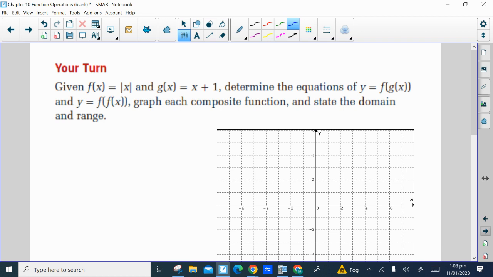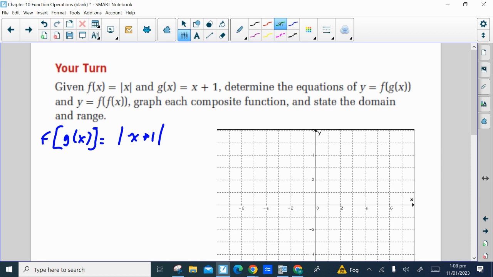So once again, we're given f and g. We want to find f of g of x. So g is embedded into f. Wherever we see the variable in f, which is only one spot, we replace that with g. It's still an absolute value function, but the x is replaced with g, x plus 1. So that's f of g of x.